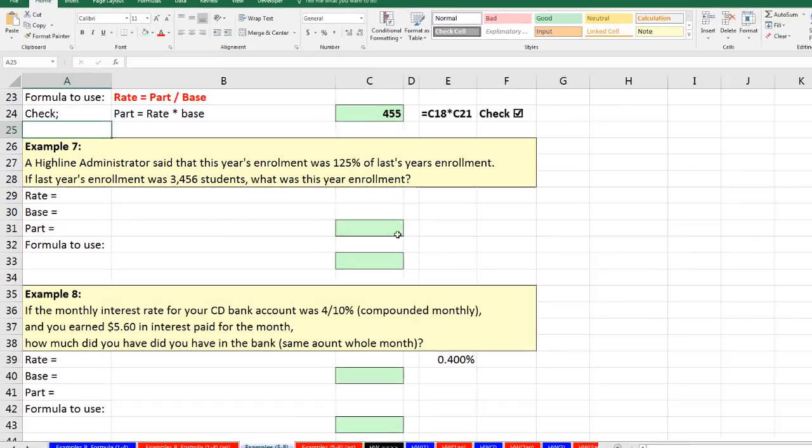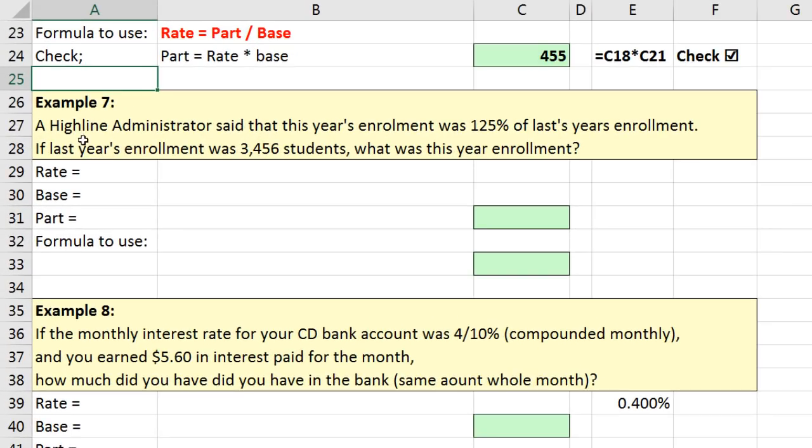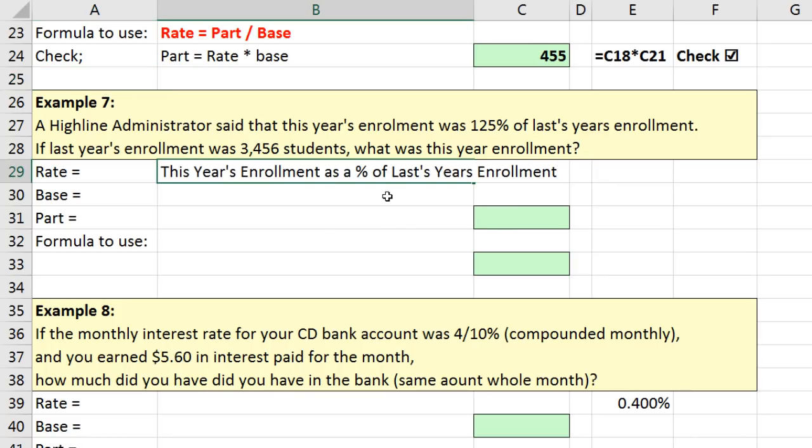All right, example number 7. At Highline College where I teach, an administrator said that this year's enrollment was 125% of last year's enrollment. If last year's enrollment was 3,456 students, what was this year's enrollment? Well, we're definitely given a rate more than 100%. We're definitely given last year, so that's the starting point or our base, and we're trying to solve for the part. So rate, this year's enrollment as a percentage of last year's enrollment.